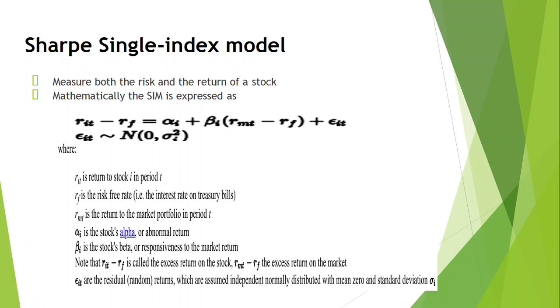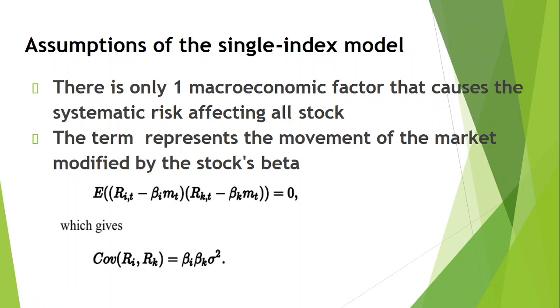Here, EIT is the residual random return, which is assumed independent, normally distributed with mean zero and a standard deviation. Assumption of the single index model. To simplify analysis, the single index model assumes that there is only one macroeconomic factor that causes the systematic risk affecting all stock returns, and this factor can be represented by the rate of return on a market index.